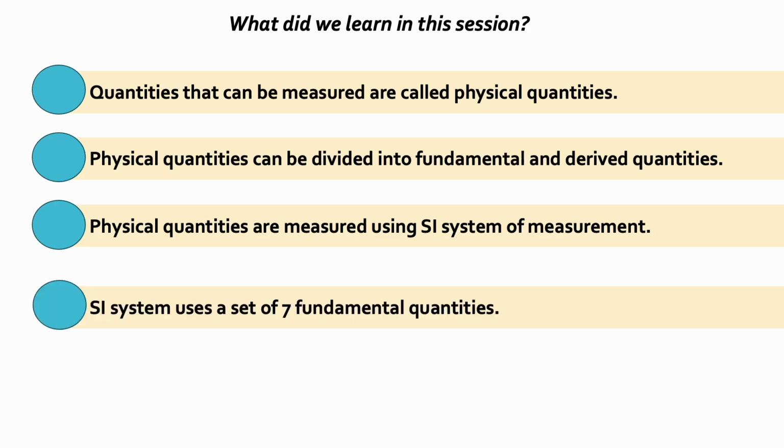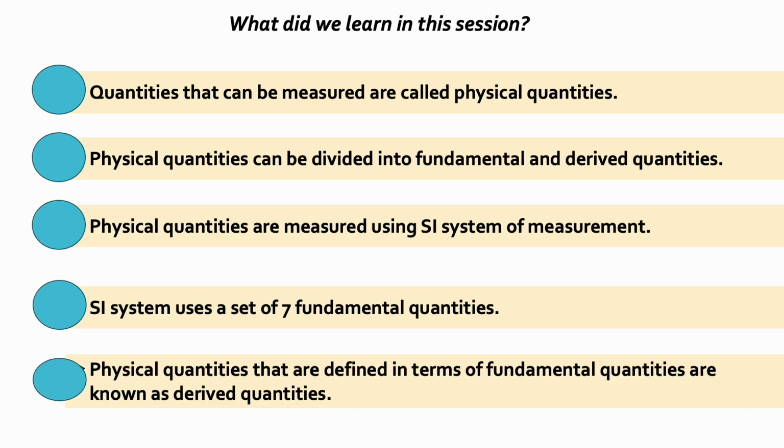The SI system is built on 7 fundamental quantities. These are the basic building blocks from which other quantities are derived. Finally, we understood that any physical quantity that is defined using these fundamental quantities is called a derived quantity. Examples include area, volume, speed, and density.